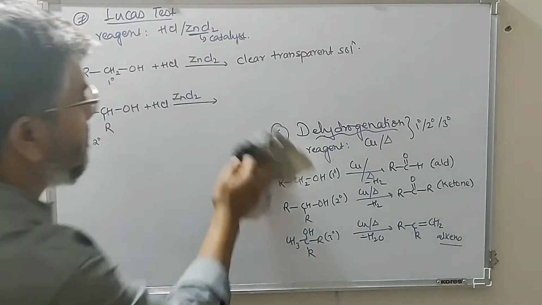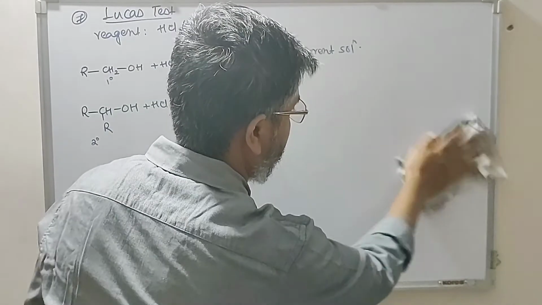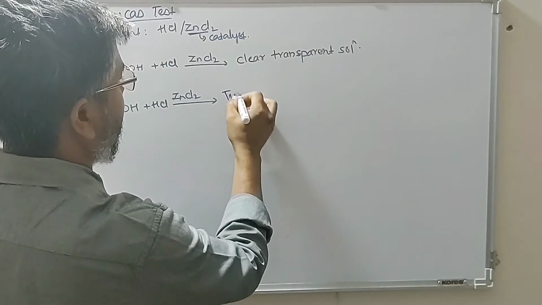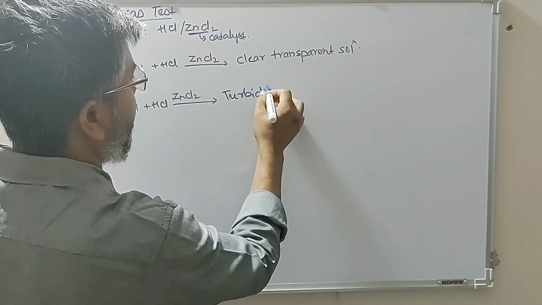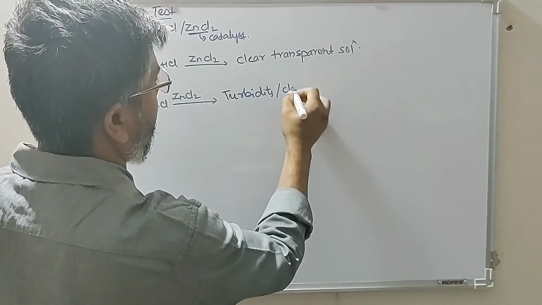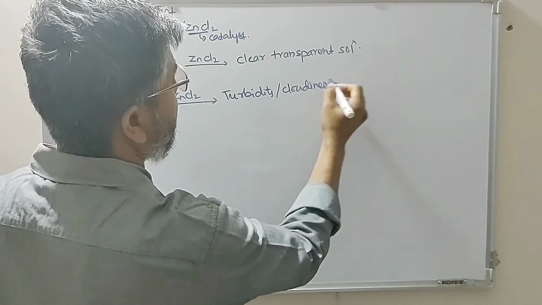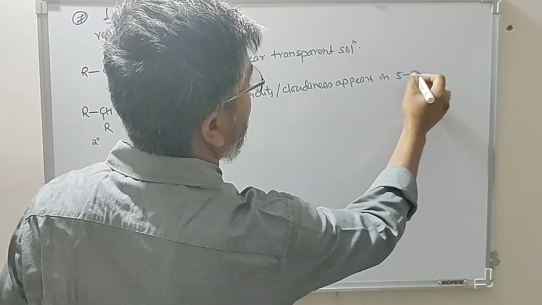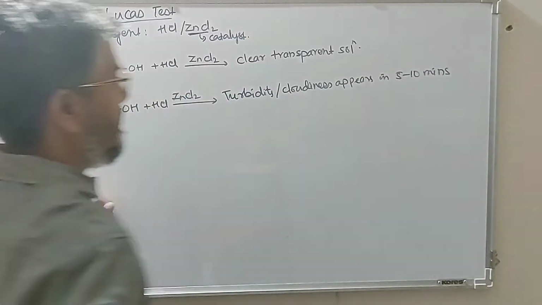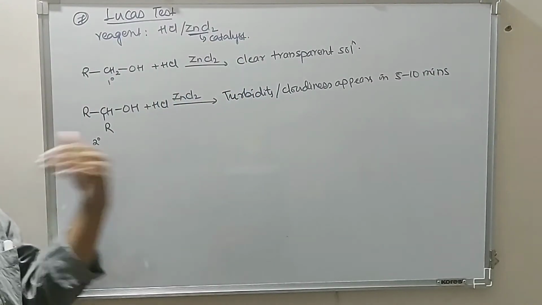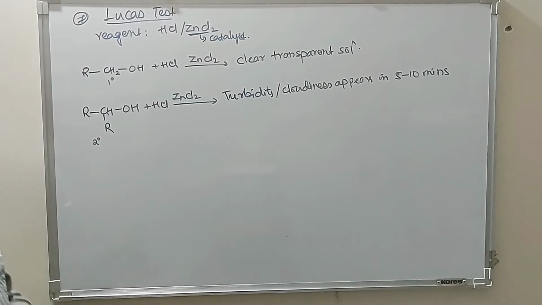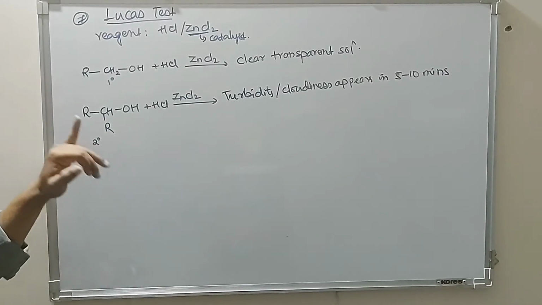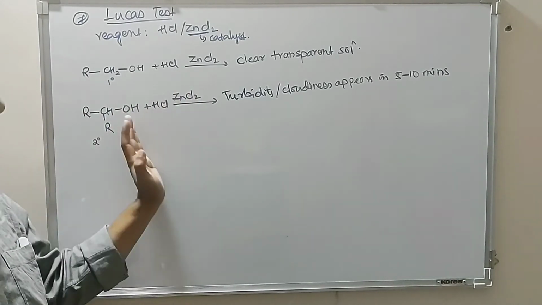ZnCl2, when turbidity or cloudiness appears in 5 to 10 minutes. So if turbidity or cloudiness appears in 5 to 10 minutes, then the corresponding alcohol will be secondary alcohol, because look at this, it will give you secondary alkyl chloride.